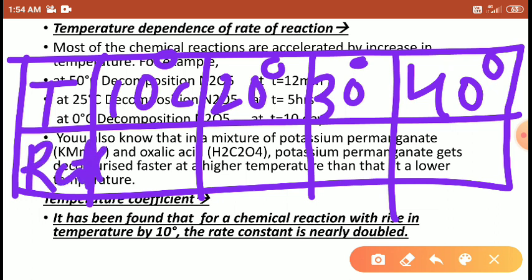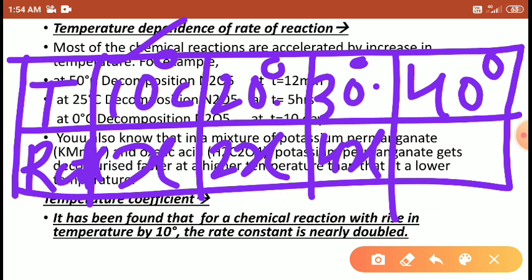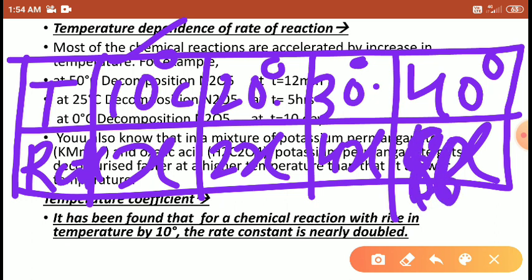At 10 degrees Celsius, for any reaction at a particular temperature, the rate becomes X. If you increase the temperature again by 10 degrees Celsius, it becomes 2X. Increase again, it becomes 4X. Again increase, it becomes 8X, or 16X. So with every 10 degrees Celsius rise in temperature, the rate of reaction also increases.